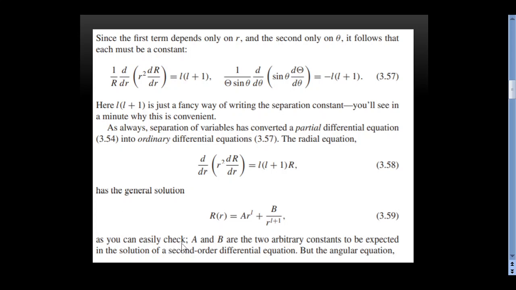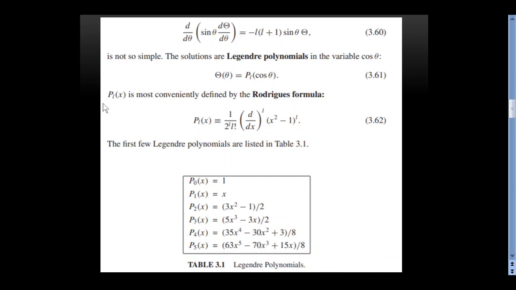As you can check easily, A and B are two arbitrary constants to be expected in the solutions of a second order differential equation. But in an angular equation, that is the next equation, (1/sin theta) d/d theta of (sin theta d capital Theta/d theta) is equal to minus L into (L plus 1) into capital Theta. This is your angular equation.